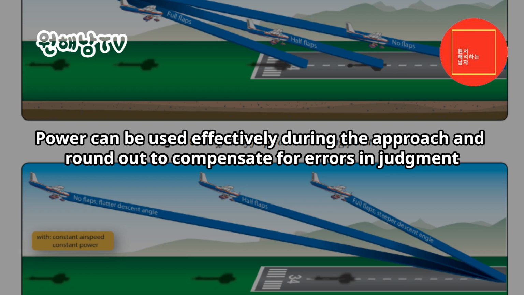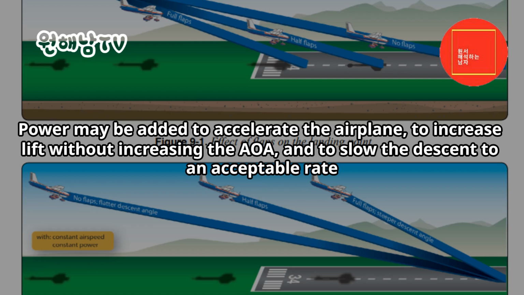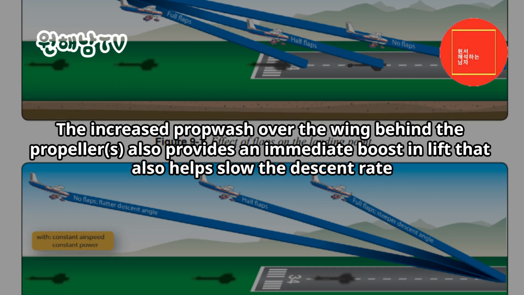Power can be used effectively during the approach and round out to compensate for errors in judgment. Power may be added to accelerate the airplane, to increase lift without increasing the AOA, and to slow the descent to an acceptable rate. The increased prop wash over the wing behind the propeller also provides an immediate boost in lift that also helps slow the descent rate.